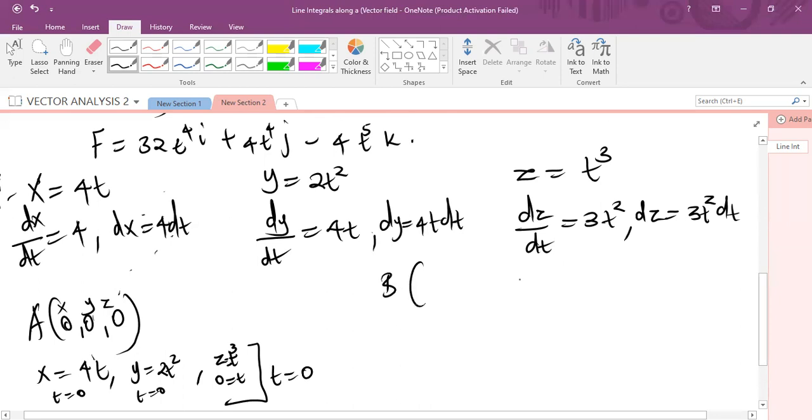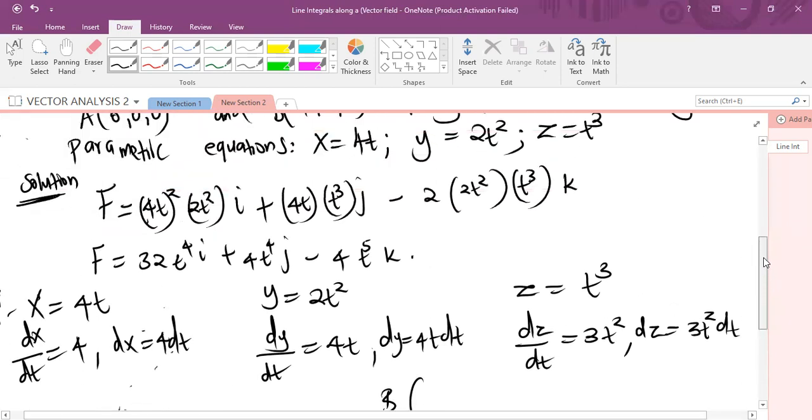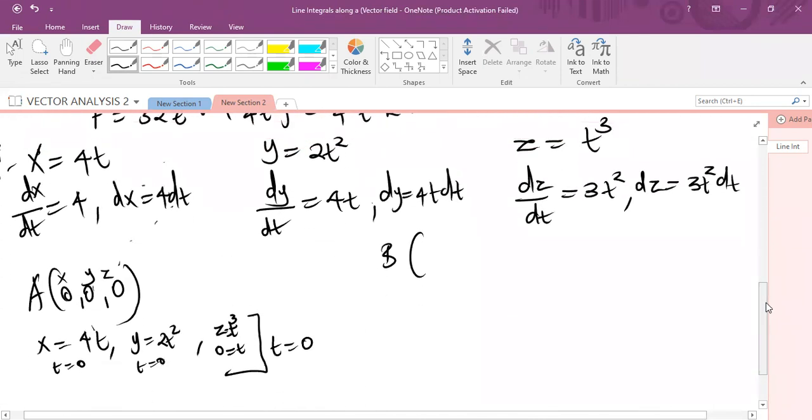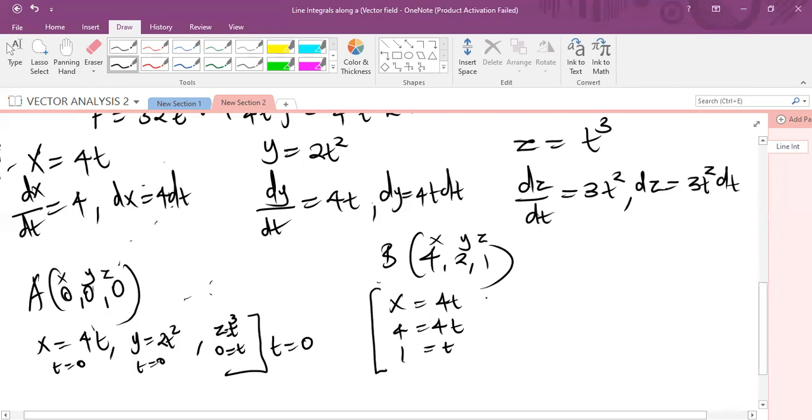Then finally, our point B is given by 4, 2, 1, this being the value of X, Y, Z. So what does this translate to? So we have X is equal to 4t. So when X is 4, what will be the value of our t? Our t will be equal to 1.